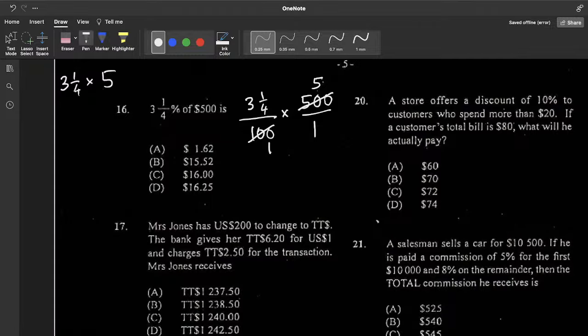is convert this into an improper fraction. So you could say 4 times 3 plus 1 is 13 over 4 times 5. So 13 times 5 is 65 over 4. And then now we could say how many times can 4 go into 65. So let's say we had a division here.